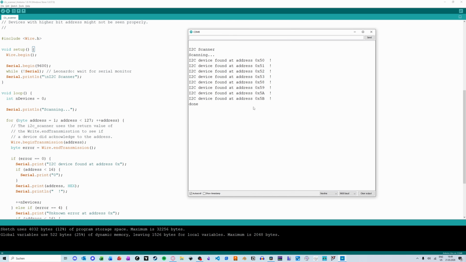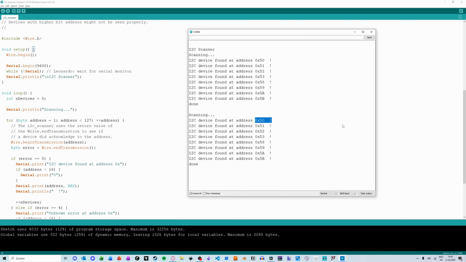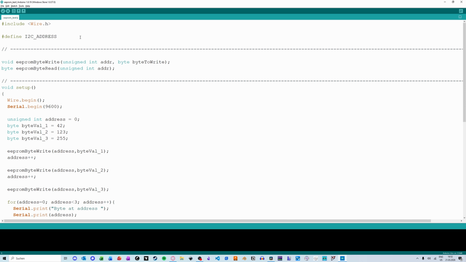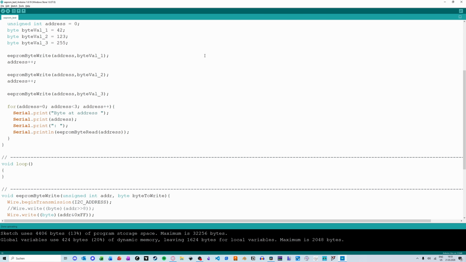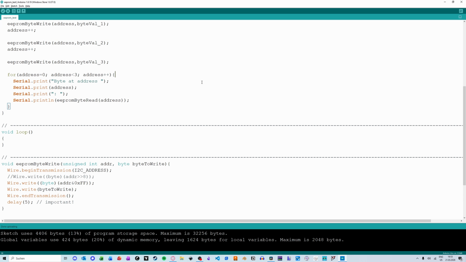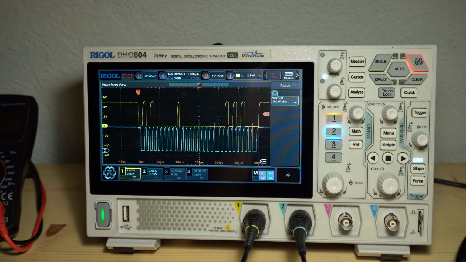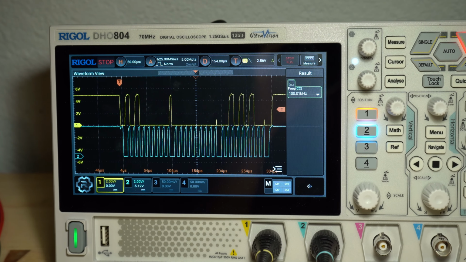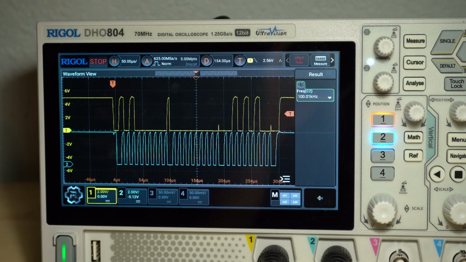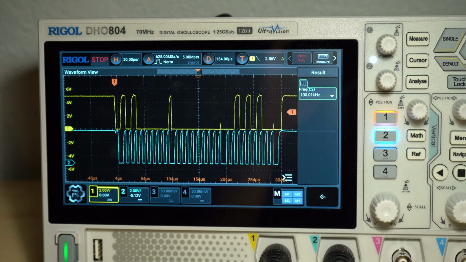Here we can see that the EEPROM's address is 0x50 for the first block in this EEPROM. Now we need to open the EEPROM example, change the I2C address, and upload it. Let's hook up an oscilloscope to our SCL and SDA lines to see how the signals look. On the top, the yellow trace is the data wire, and on the bottom in blue is the clock signal.